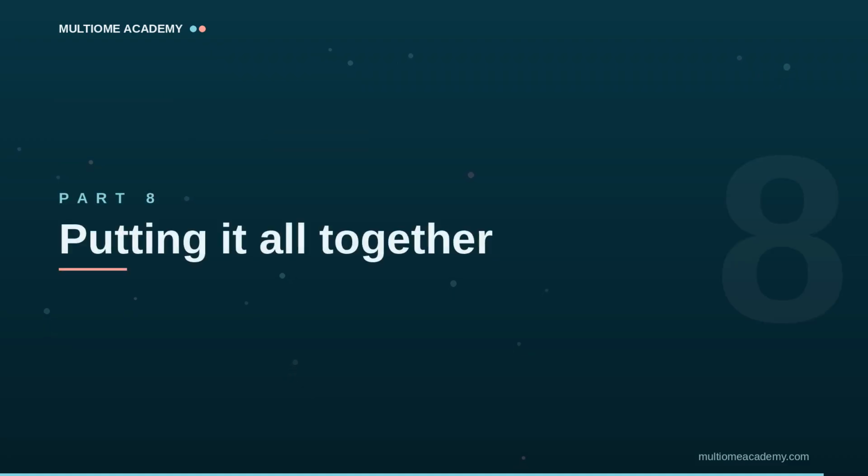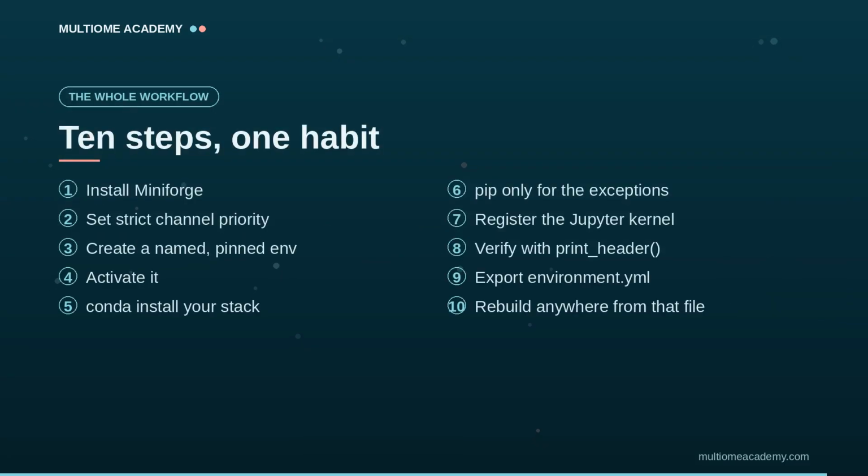Part 8. Let's put the whole thing together and point you at what comes next. Here is the entire workflow at a glance. Install Miniforge, set strict channel priority, and create a named environment with a pinned Python. Activate it, install your stack with conda, and use pip only for the exceptions. Register the Jupyter kernel, verify with a print header, export your environment file and rebuild anywhere from it. Do this once, and it becomes second nature.